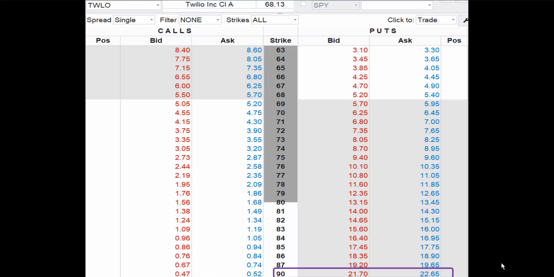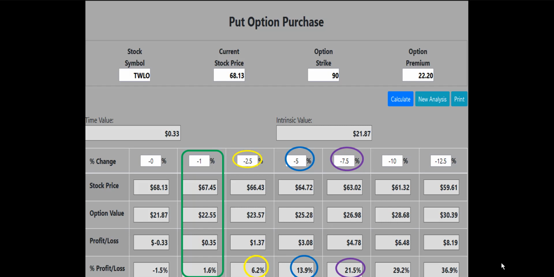Let's see if the 90 put will work. The bid-ask spread for the 90 put is 21.70 to 22.65. We try to enter at the midpoint, so we'll use 22.20 as the buy price. The 90 put works. If the TWLO stock price is down 1%, the 90 put will make a 1.6% or $35 profit. That's better than break even, so the 90 put is the one we'll buy.